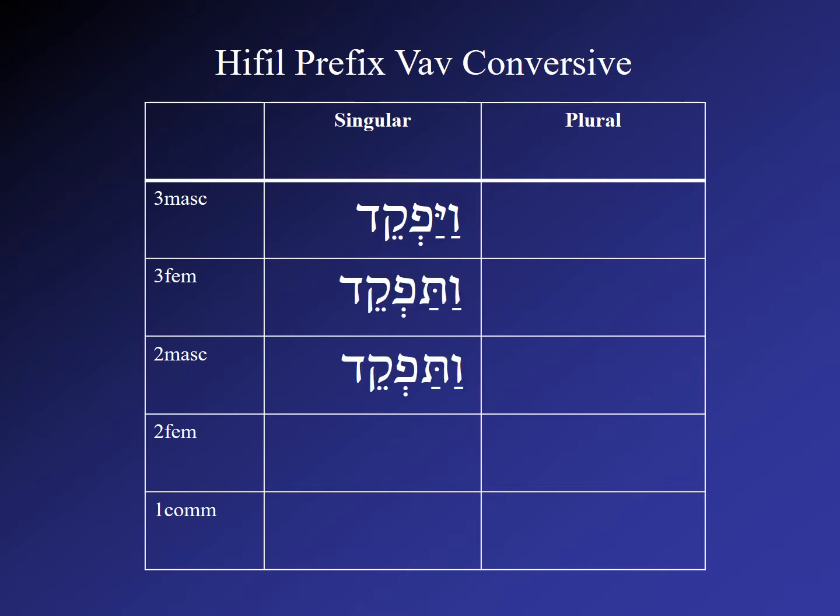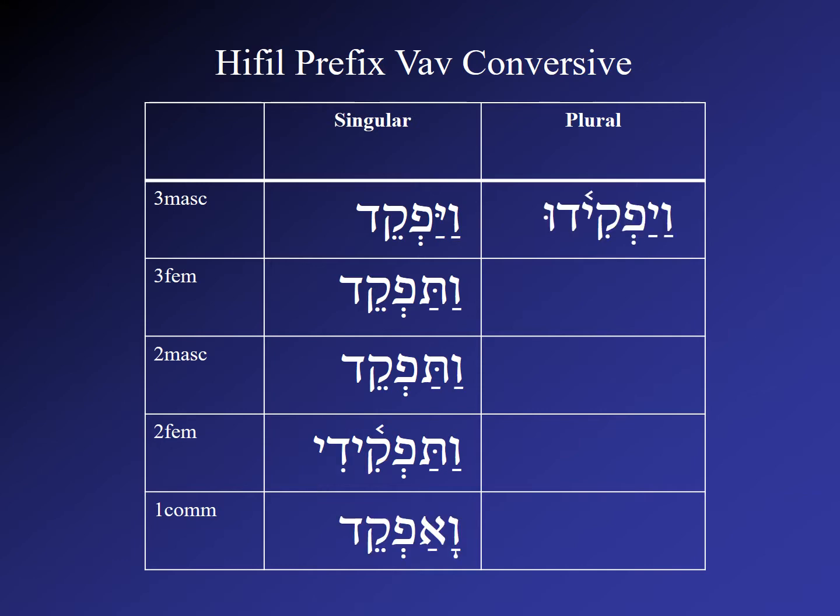So vataf-ked, vataf-ked, vataf-kedi. Notice when we add the prefix complement that our hirek yod returns in the middle. This is because of this vowel added in the prefix complement. So vayafked, vatafked, vatafked, vatafkidi, vaafked.